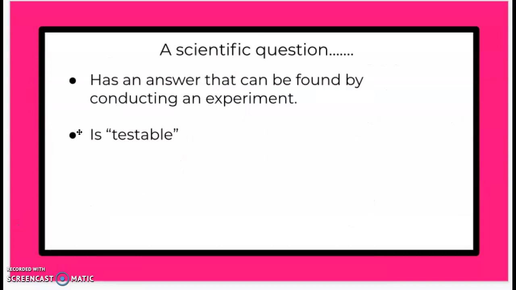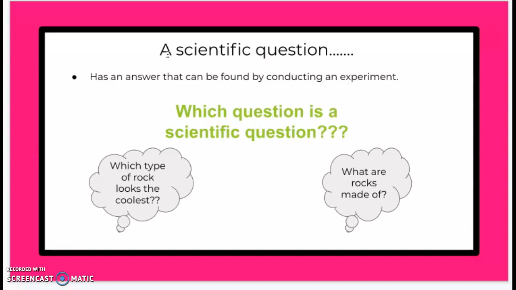A scientific question is a question that has an answer that can be found by doing an experiment. It's what we call testable. It's a testable question. You can create some kind of experiment to test and find an answer. So, a scientific question has an answer that can be found by conducting an experiment.